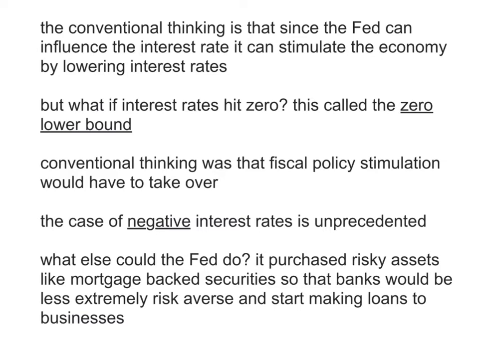So if you think of it that way, that it's liquidity that explains negative interest rates, then what can the Fed do? Well, one thing the Fed could do is purchase risky assets like mortgage-backed securities, so the banks would become less extremely risk averse and be willing to start making loans to business at a positive interest rate. Okay? So, summary: negative interest rates can only really make sense in a world where there's fear of becoming insolvent.